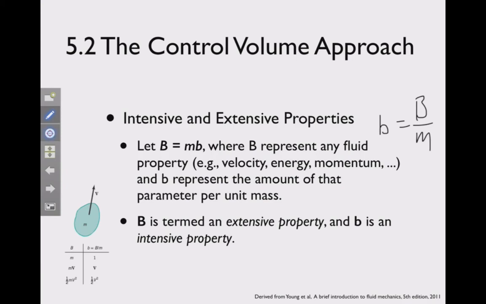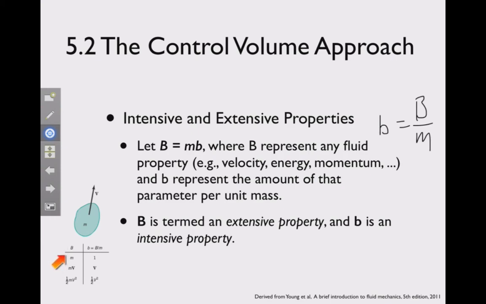Capital B is termed the extensive property, and little b, lowercase b, is termed the intensive property. And even though our book does not list some examples of that, I grabbed some stuff from Young's book to show what this would mean.